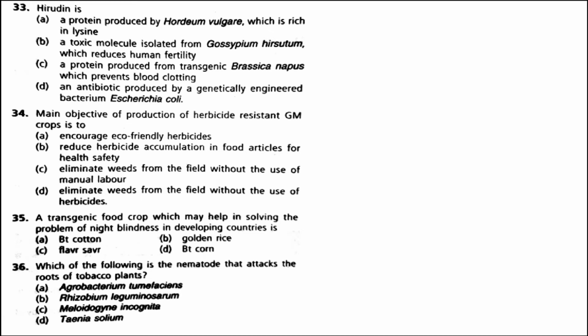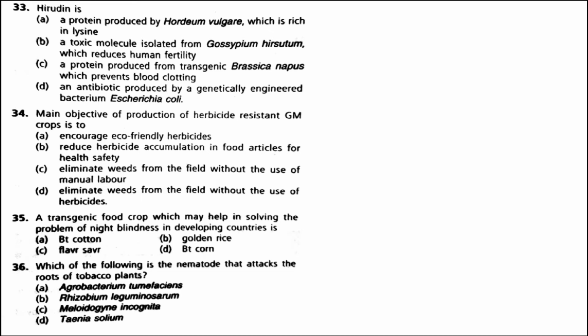Hirudin is a protein that stops blood clotting. The gene encoding hirudin was chemically synthesized. This gene was then transferred into Brassica napus, where hirudin accumulates in seeds. The hirudin is purified and used as medicine.